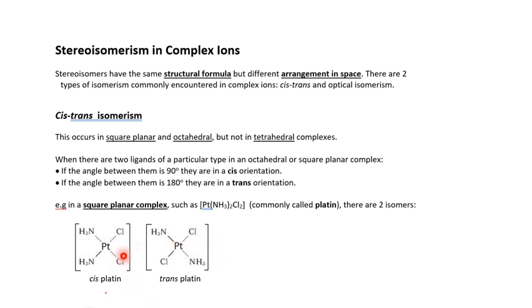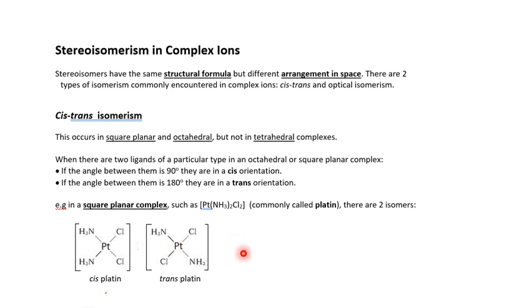And they differ in terms of the angle between the 2 like ligands. So if we focus on the 2 chloride ions, you can see in this version the angle between them is 90 degrees, which has the result that they're sitting next to each other on the same side of the complex. Where the angle between 2 ligands is 90 degrees, that's defined as the cis isomer. Here, the 2 chloride ions are on opposite sides of the complex, and that means the angle between the 2 platinum-chlorine bonds is 180 degrees, and that's defined as the trans isomer.